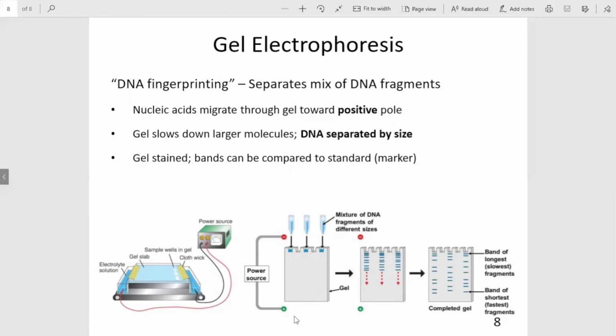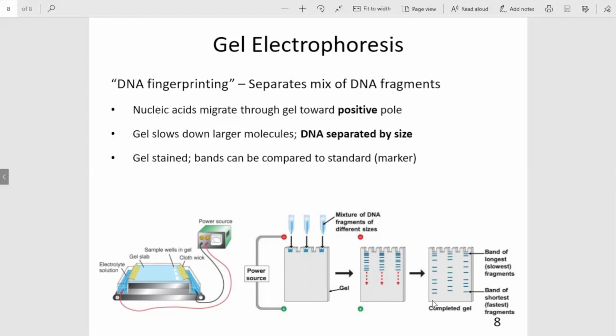Because DNA is negatively charged, having the negative electrode up top and the positive electrode towards the bottom means DNA will travel through the gel from the wells towards the opposite side. The gel slows down larger molecules. So larger molecules or larger fragments of DNA don't move as far.